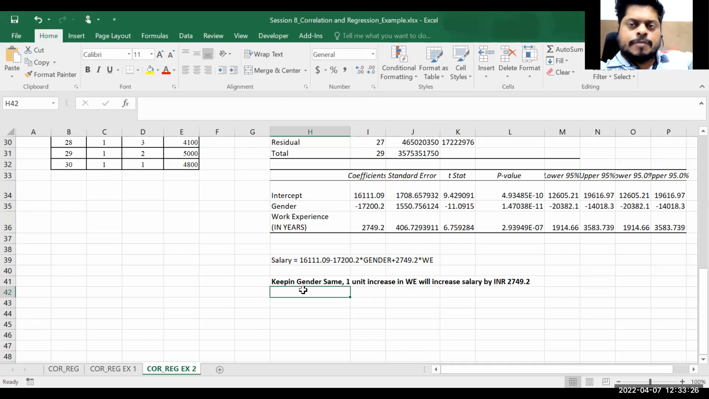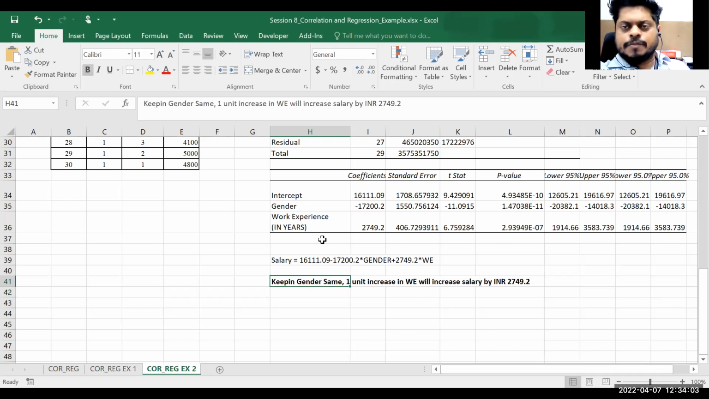If I am comparing somebody who has 10 years of experience with somebody having 5 years of experience, of the same gender, male or female, then that person, both male employees, the person who has 10 years of experience is going to earn 5 multiplied by 2749.2 more than the person who has only 5 years of work experience. So keeping the gender the same, for each year of work experience, that person is going to add 2749 rupees to his monthly salary, right? So this is easy, right?